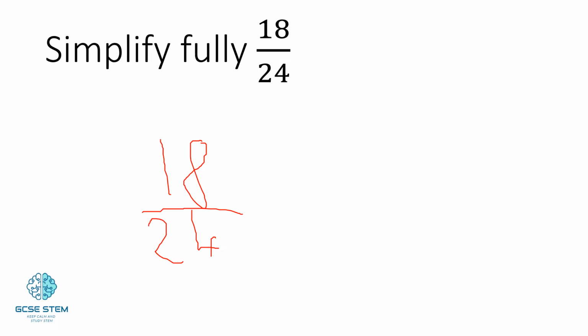So if we were to divide this number by 6, we would get 18 divided by 6 would give us 3, and 24 divided by 6 would give us 4.